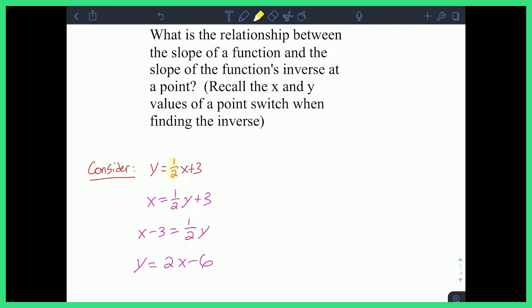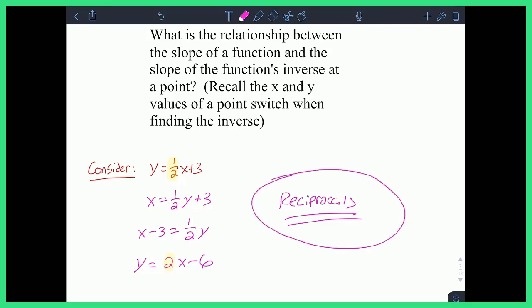Slope of the original 1 over 2, slope of the inverse positive 2, so the slopes are reciprocals. So the slope of an original and its inverse are reciprocals, not opposite reciprocal like perpendicular, just straight up reciprocal.